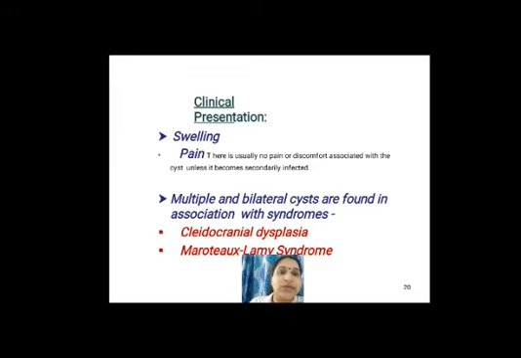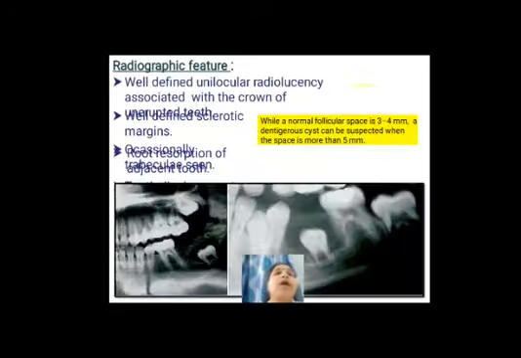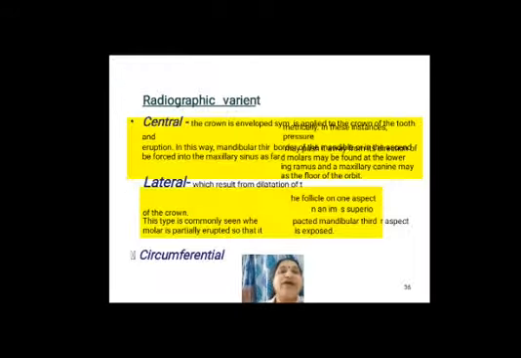There are a few syndromes like cleidocranial dysplasia and Maroteaux-Lamy syndrome where multiple and bilateral dentigerous cysts are seen. And radiographically, it can be seen as a unilocular radiolucency. What we need to know about dentigerous cyst radiographic features is there are three variants: central, lateral, and circumferential.